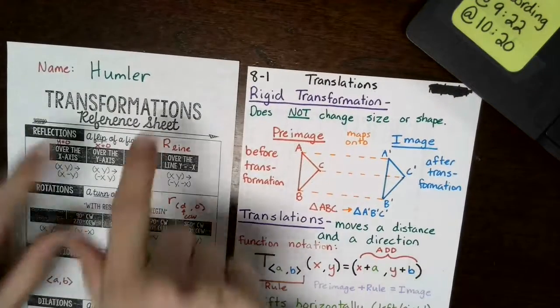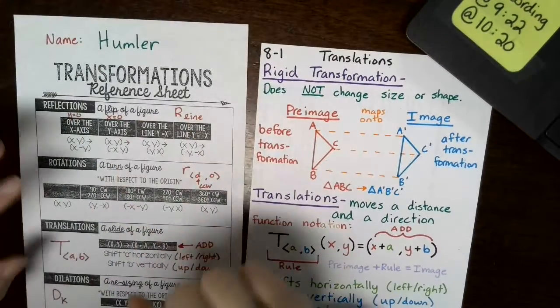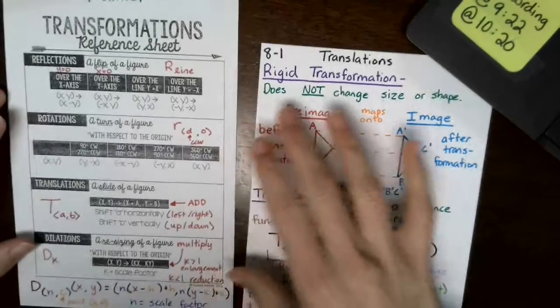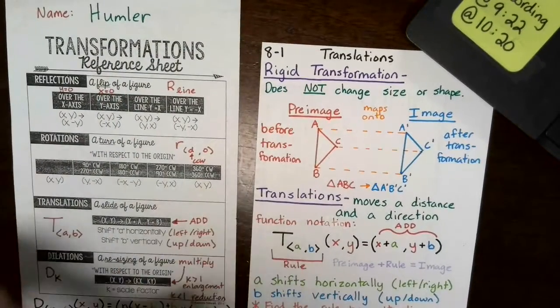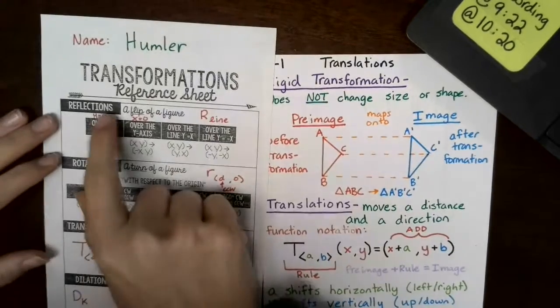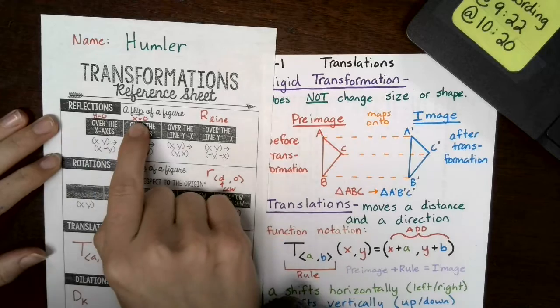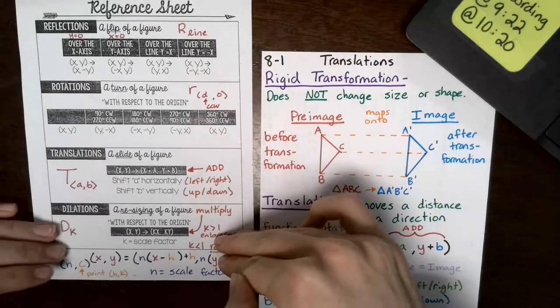Okay, so we're starting chapter 8, which means we're on to transformations. This reference sheet is very, very important. If you're able to print it out, add the extra information in class; I'll be giving you guys a copy, or if you want to reach out, I can try to give you a copy as well. That right there says y equals 0. That says x equals 0. This breaks down reflections, rotations, translations, and dilations.